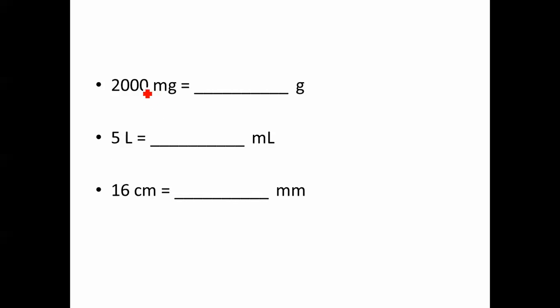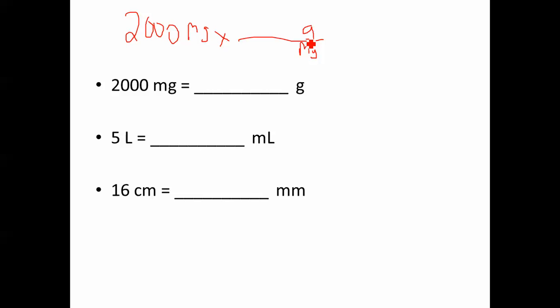In the factor label method, the very first step is to always start with what we've been given. So we're going to start with 2,000 milligrams on the top. I always tell students to draw a times sign and a line. You put this unit on the bottom, sorry this is so sloppy, I left my pen at home. Milligrams go at the bottom, and since we're trying to get to grams, we put grams on the top.